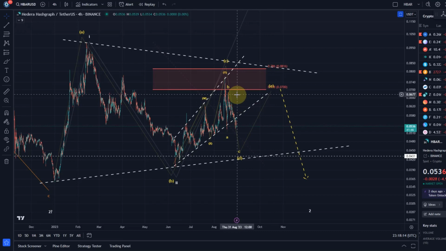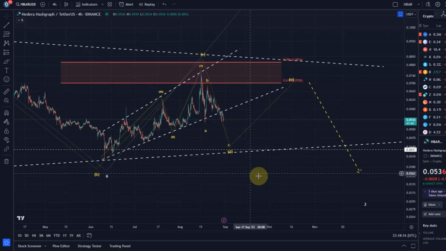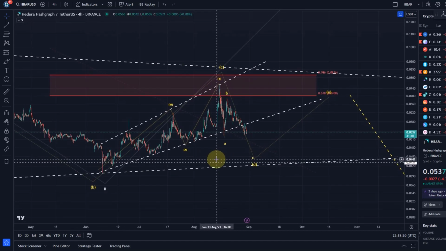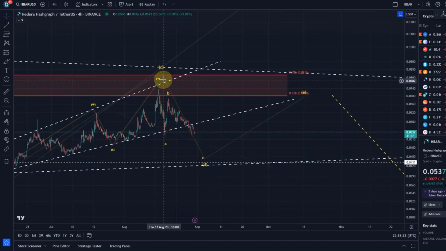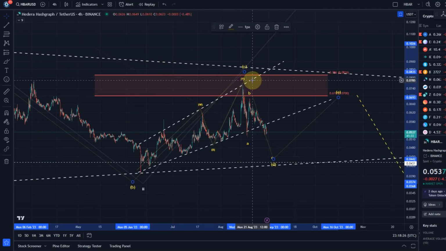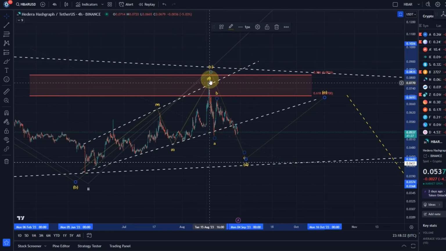In the last videos, we were exploring if a WXY finished. That was the assumption. And then we said, okay, if this is a triangle, then the C wave likely finished in this WXY. A C wave in a triangle is often a more complex structure. And then in the D wave to the downside, we're coming down here in an ABC structure.